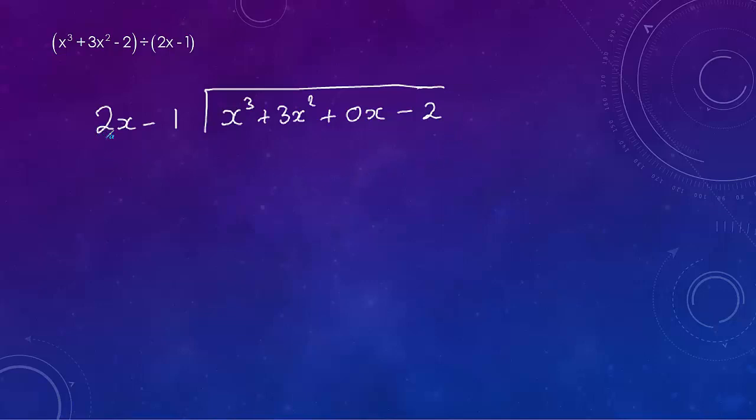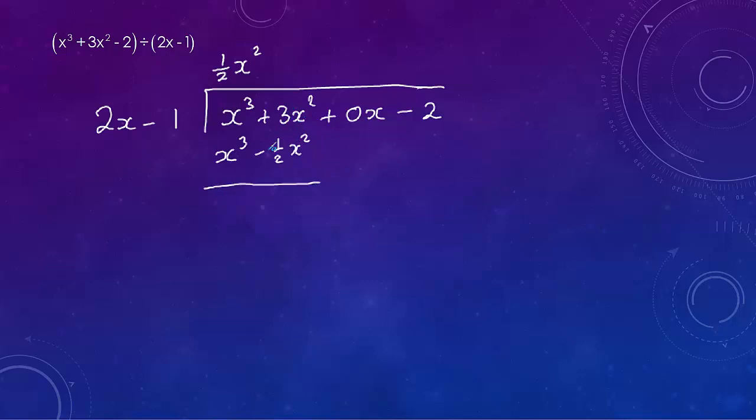So what do we multiply 2x by to get x cubed? Well, that would need to be a half x squared. So then multiply. Well, it does give us x cubed. But then we get minus a half x squared, and this is where it's going to start to get nasty.